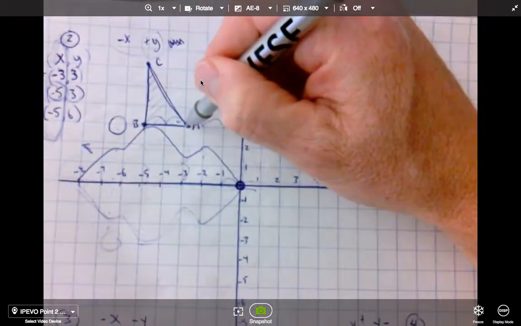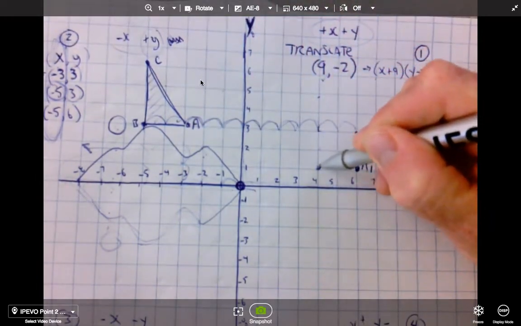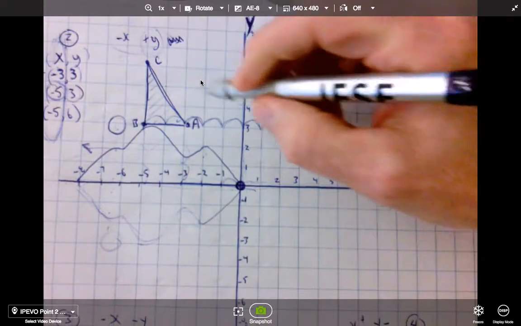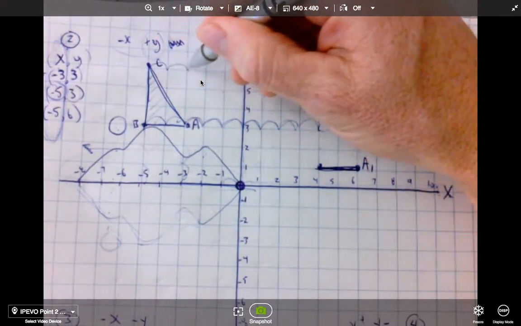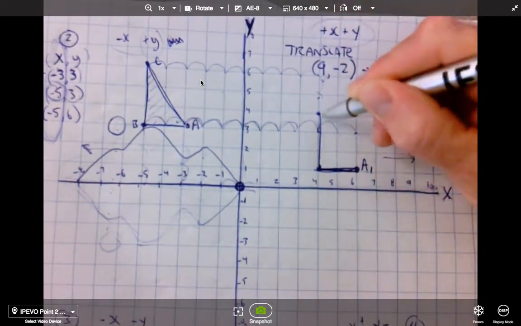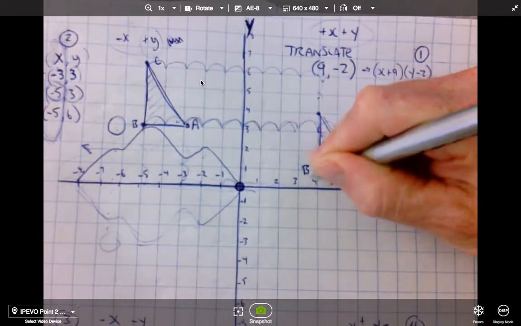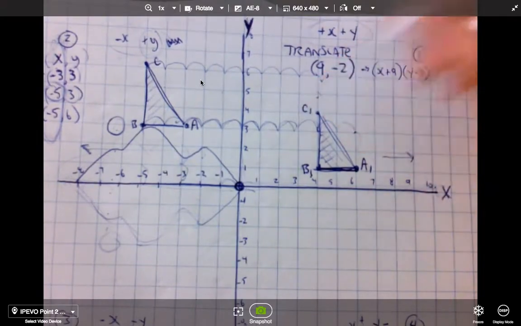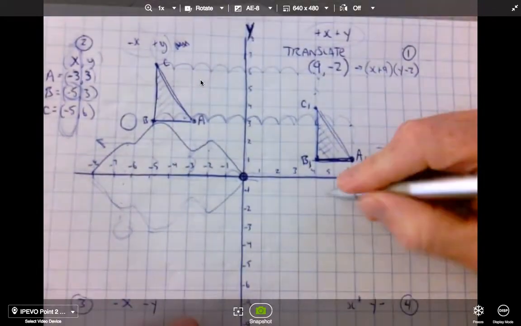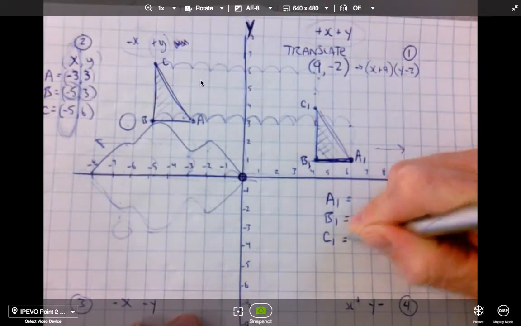So 1, 2, 3, 4, 5, 6, 7, 8, 9, and then 1, 2. X, always do X first. And then 1, 2, 3, 4, 5, 6, 7, 8, 9. 1, 2. So I got B1 and C1. So if this was an assessment, I would then be asking you to tell me your new coordinates. So you would have to do A1, B1, and C1, and you would punch in your new coordinates.